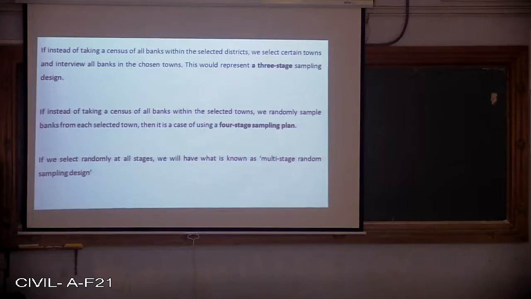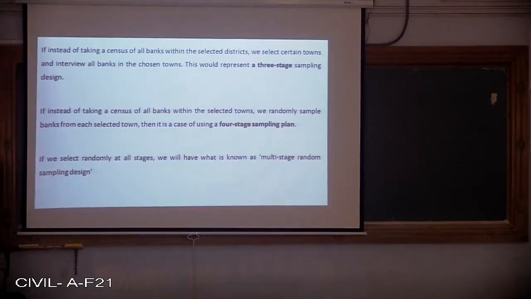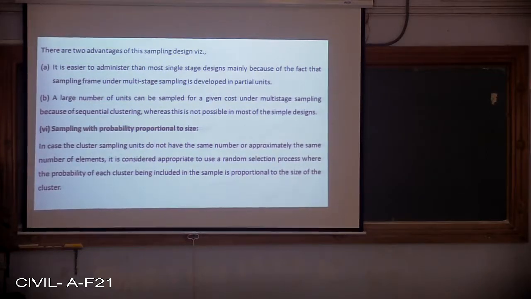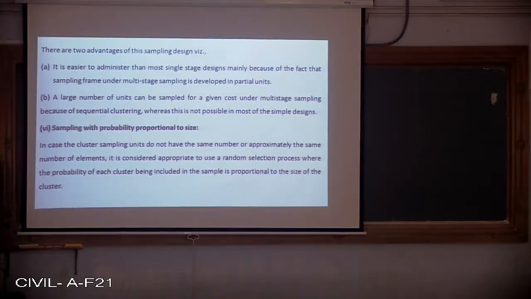We have 3-stage sampling, 4-stage sampling. We have multi-stage sampling. There are some advantages. Sampling with probability proportional to size. In case of cluster sampling, units do not have the same number or approximately the same number of elements. It is considered appropriate to use a random selection process where the probability of each cluster being included in the sample is proportional to the size of the cluster.